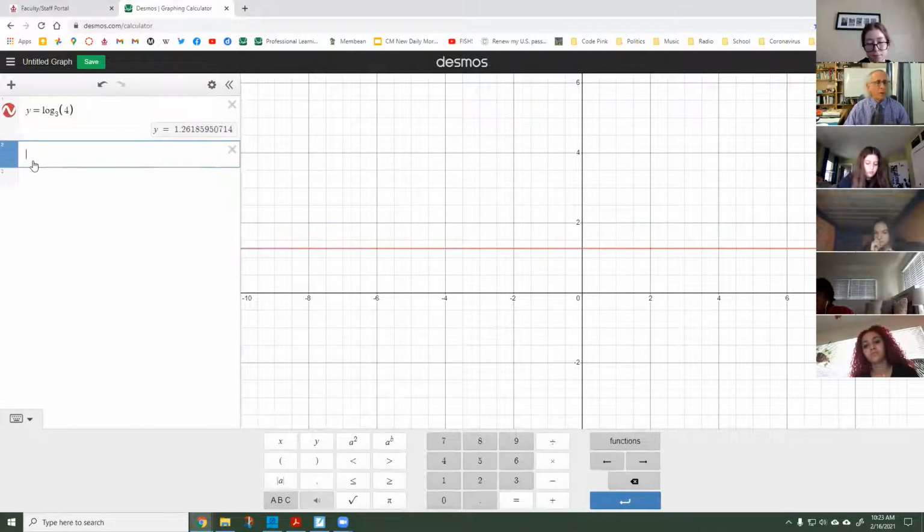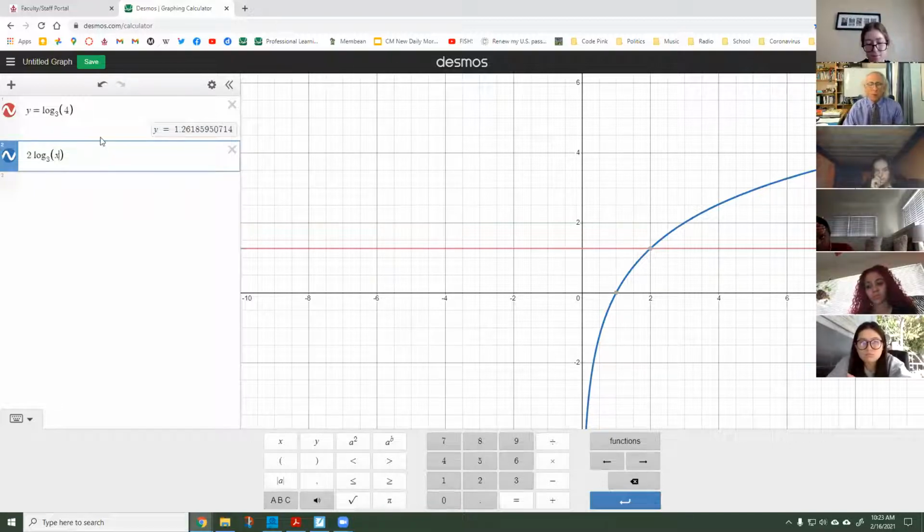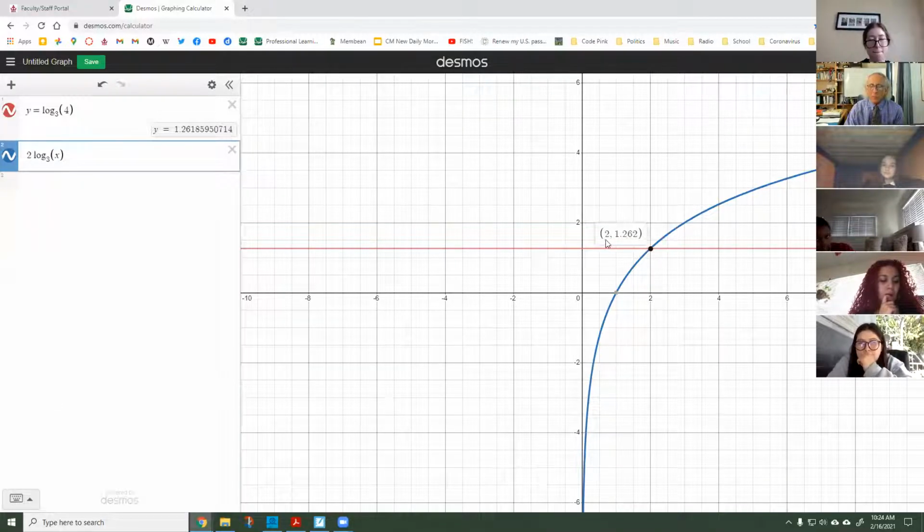And then my second one, I'm going to say 2 log base 3 of x. So that looks like that. Everybody see what I got here? Yes? So the only place that these two cross is right there where x equals 2. That is my answer. -2, sorry. No solution there, because the domain of my logarithm is x's have to be positive.